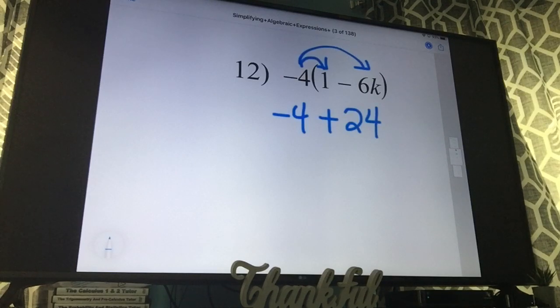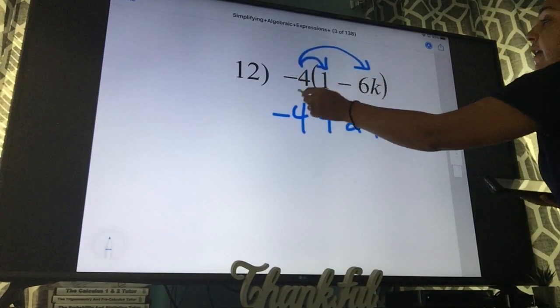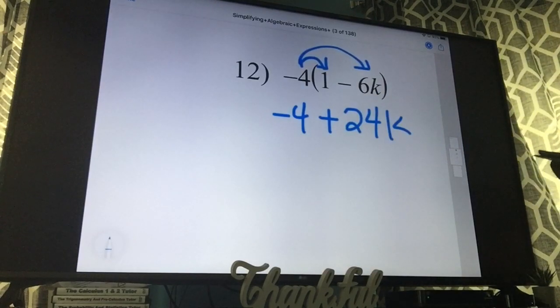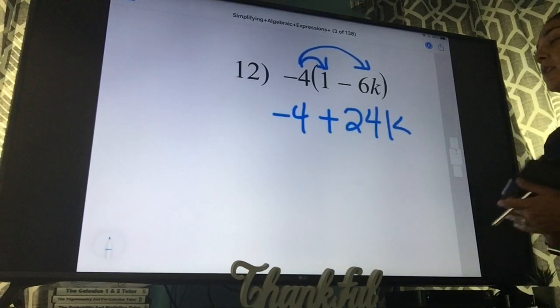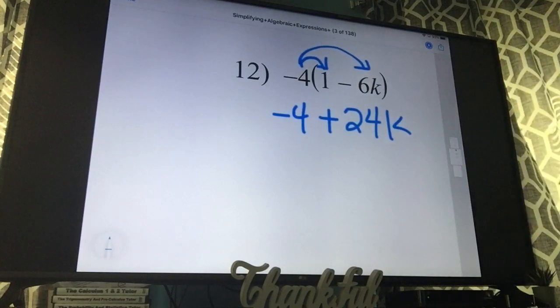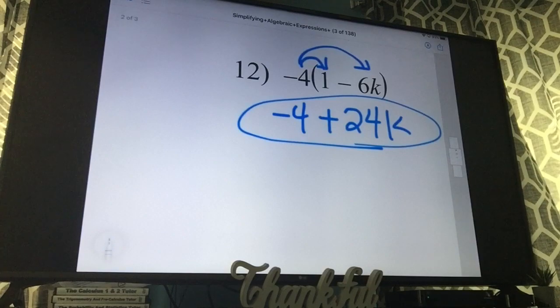And how many k's do I have? Well, here I got none, and here I got 1. So I'm going to have 1k. I mean, it really looks like 24k, but I only have 1. If I had 2 and there was a k on the outside, then this one would be k squared. Okay? Am I going too fast? Sorry.